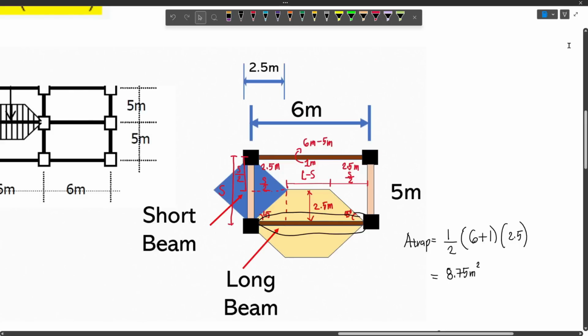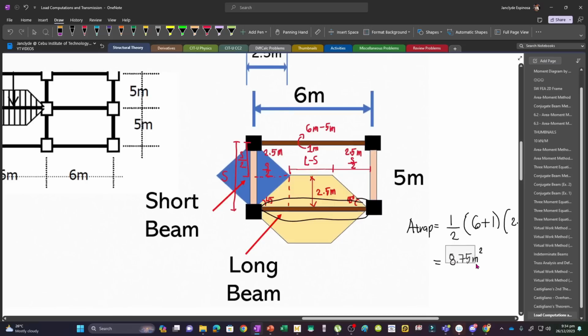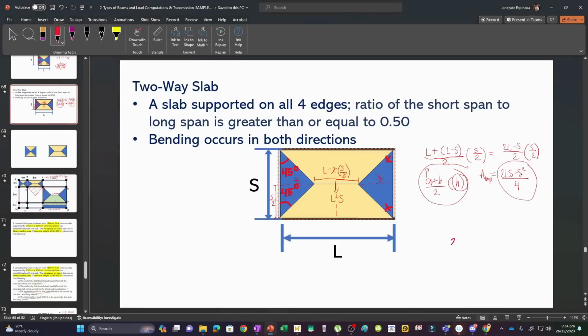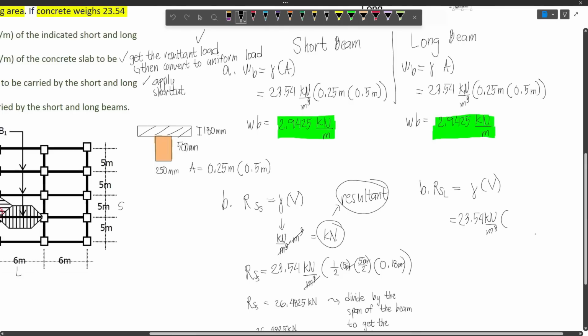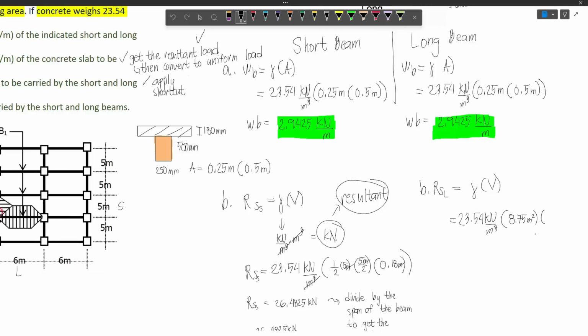Now, if we will use the shortcut formula that we have derived earlier, then we can get this value. So, using this one, 2 times L, which is 6, and then times S, which is 5, minus 5 squared divided by 4, we have 8.75. And so, the same lang yung result natin. Now again, this is still the area. We need to multiply this by the thickness of the slab to get the volume. So again, yung volume is the area of the trapezoid, which is 8.75 m squared, multiplied by the thickness of the slab, which is 180 millimeters, which is 0.18 meters. So this will give us 37.0755 kN.